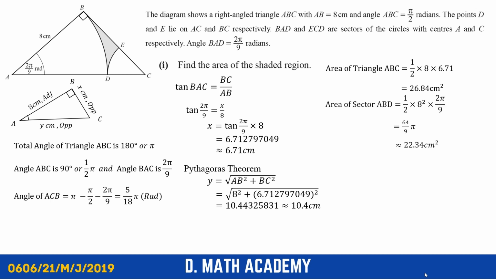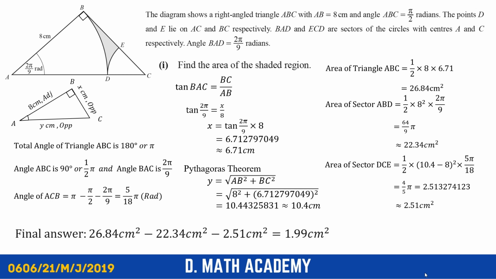Area of sector ABD, utilizing the 2 pi over 9 multiplied with half, multiplied with the radius squared, you get 22.34 centimeters squared. And for the last part, which is the smaller sector over there, we already have the radian value, which is 5 pi over 18, and we don't know the radius value yet. So what I did there was to take AC, which is 10.4, minus 8, so that I can identify the value of the radius. So I got my final result as 2.51.